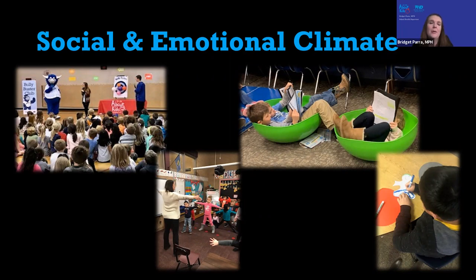So our next component is going to be social and emotional climate. Our top left picture on this slide is with the Tulsa Drillers, which is a local minor league baseball team, and their mascot is a bull. We have partnered with them to provide what we call a Bully Busters assembly for our K through second grade students.